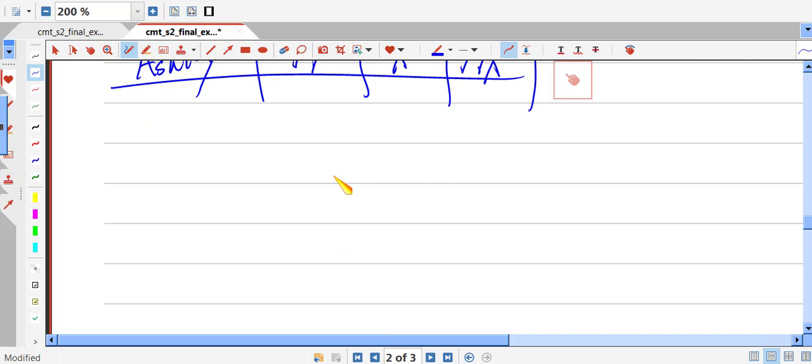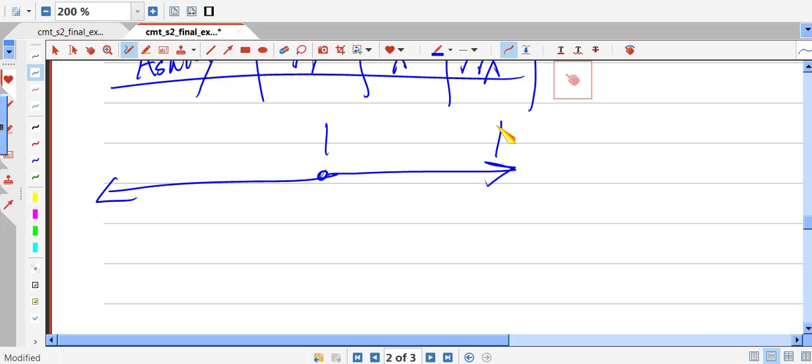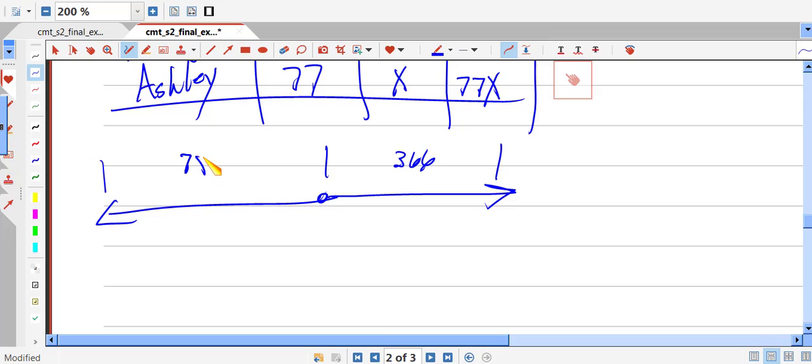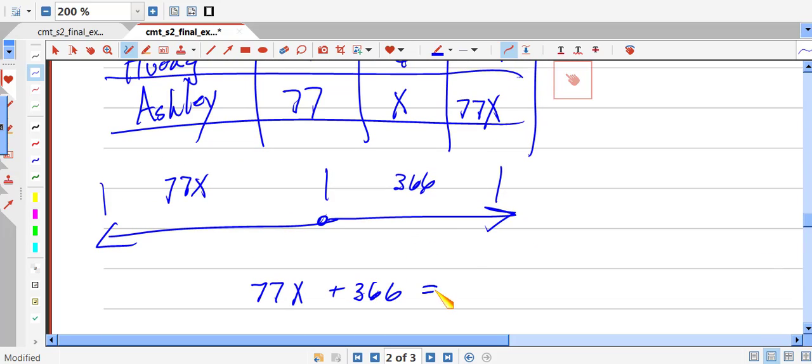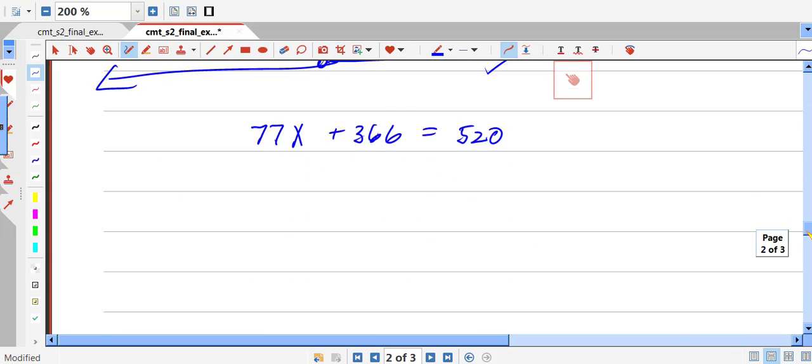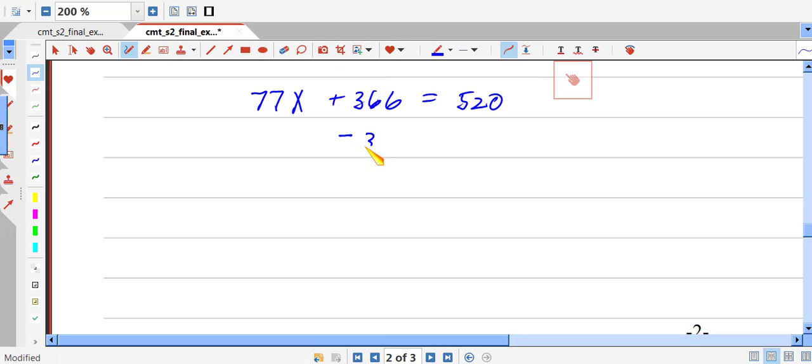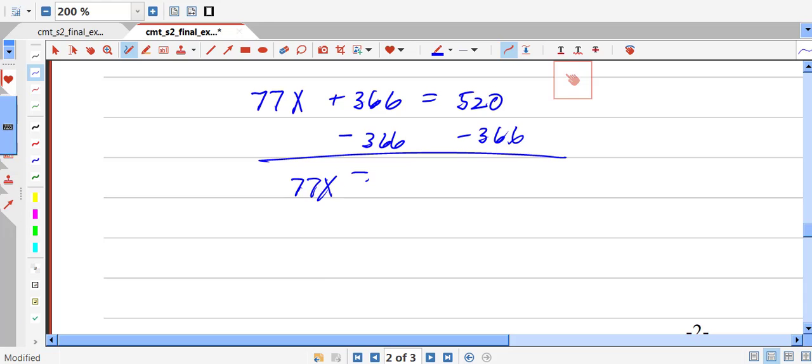Since they're going in opposite directions, I'm going to add the expressions together. So one is 366 and the other one is 77x. When I add those together, I get the total distance, which was 520. So now I'm just going to solve that equation. I'm going to subtract 366 and get 77x equals, and then let me bring up my calculator.